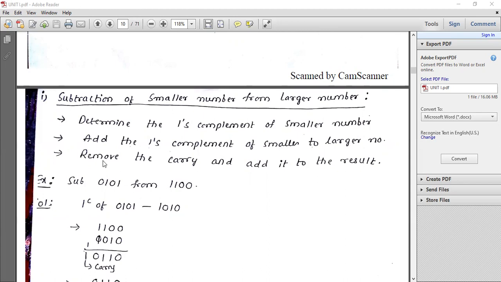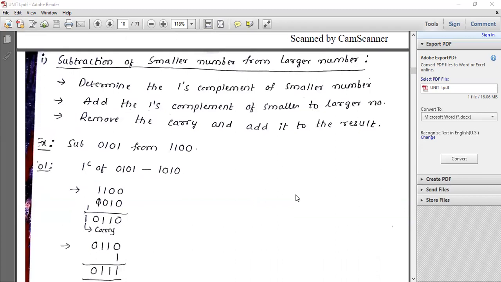Then, if you perform addition, there are chances of carry generation. At that moment, if a carry is generated, you have to remove the carry and add it to the result. Remember, adding always starts from the LSB.